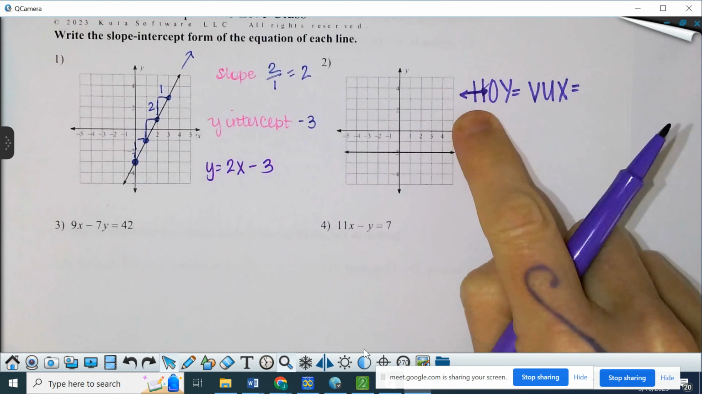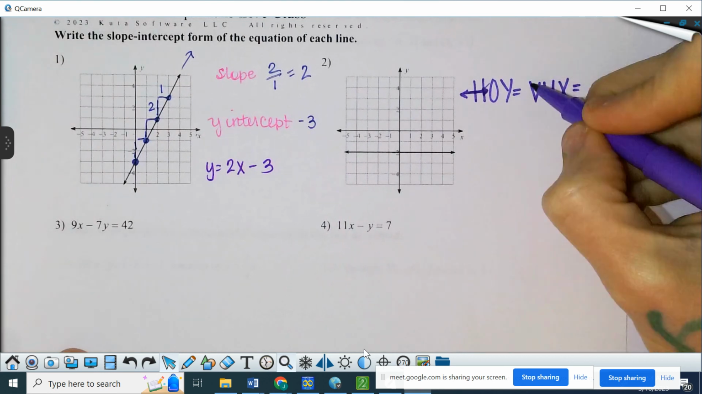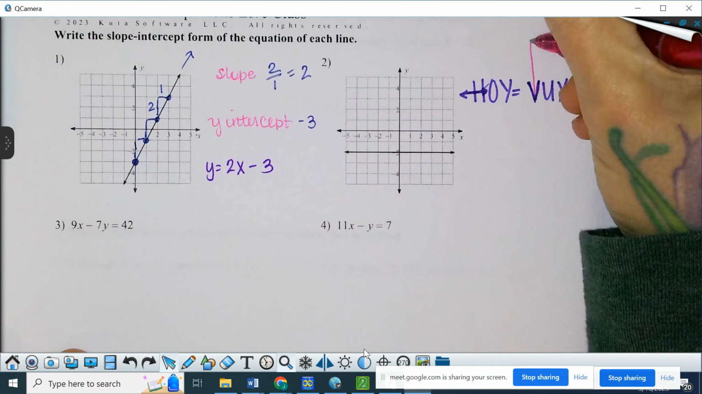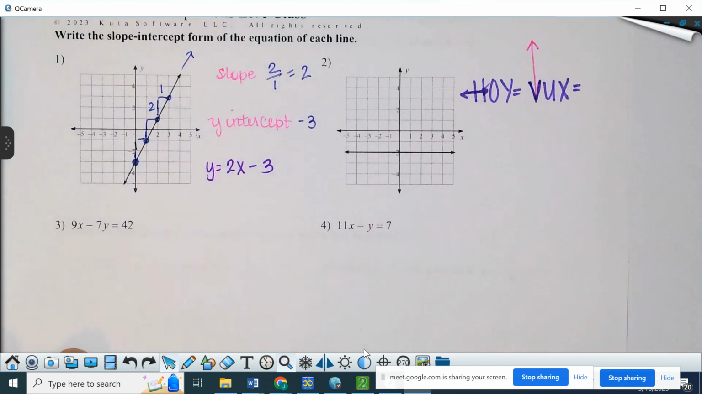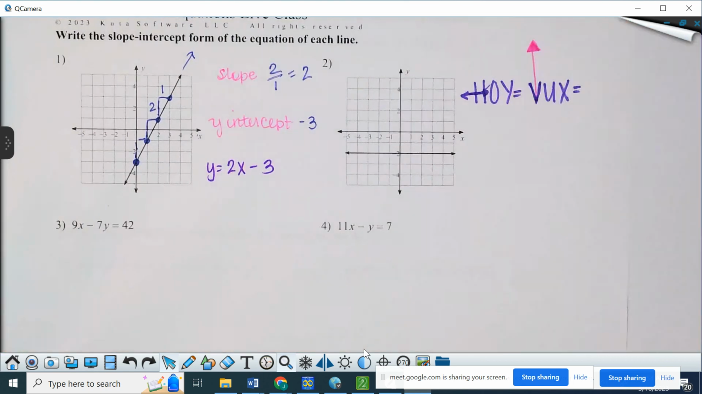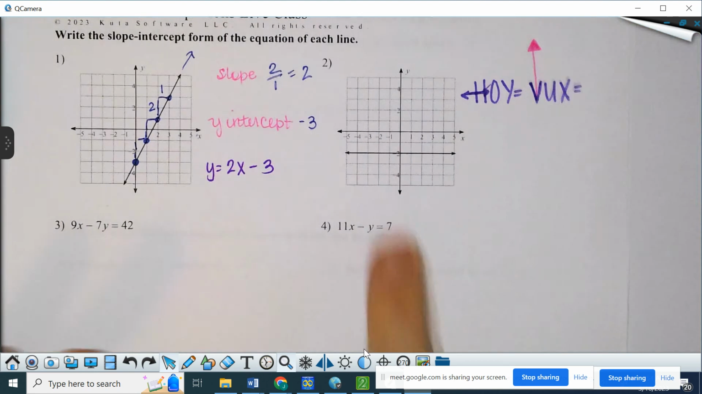Vertical line, which is the V, pointing up and down, in case vertical doesn't define itself, has an undefined slope and an x equals equation. 0 slope and undefined slope are very easy to get confused. So horizontal line is 0 slope. HOY VUX is hugely helpful. I would write that down on a Post-it note and keep it somewhere so it drills itself into your brain.